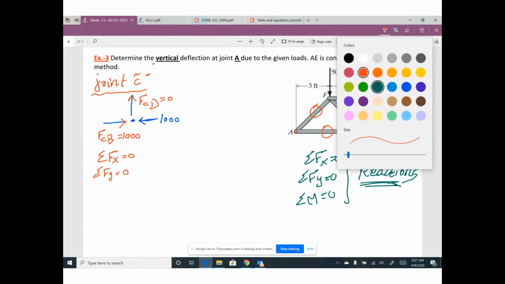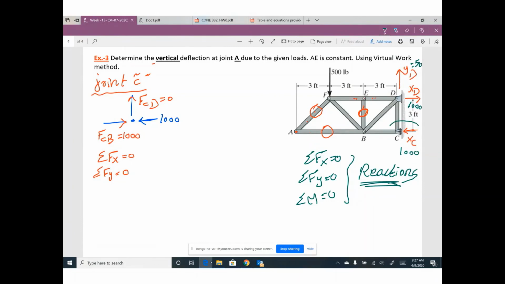I'm talking about joint C. What you have at joint C is a horizontal reaction and 2 members only. So the vertical force will be 0. The horizontal force will be compression, like this, and the compression on the other side, negative 1000.